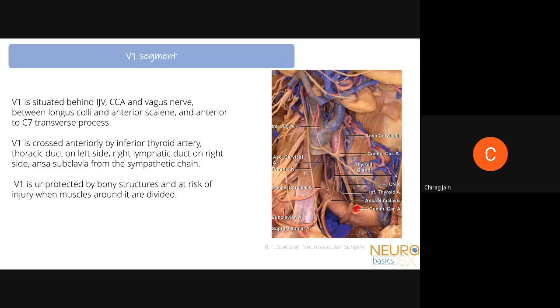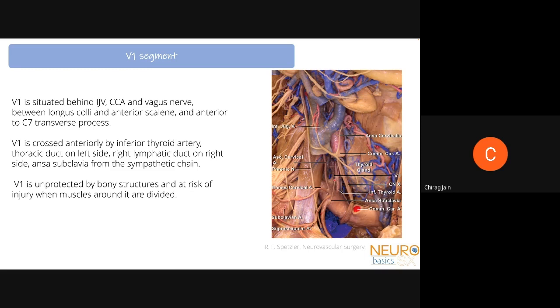It will be crossed in front by the inferior thyroid artery and the thoracic duct on the left side and the right lymphatic duct on the right side. It will also be looped around by the ansa subclavia from the sympathetic chain. As we can see here, that is the structure. The important aspect about the V1 is that, unlike the other parts of the vertebral artery, it is quite unprotected by bony structures, and whenever you're dissecting these muscles, you can end up injuring the vertebral artery in this region.